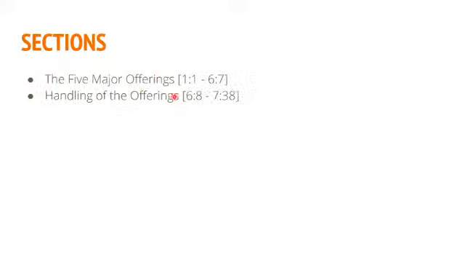So let's look quickly at the sections in this book. Now this is how we're going to be going through. We don't really have section 1 and 2 like I had for some of the other books we covered. We're really just going to be taking portions. The portions we're going to look at are the 5 main offerings, the handling of the offerings, and the priesthood ordination. For those interested, these are the chapters and sections where these things are covered.